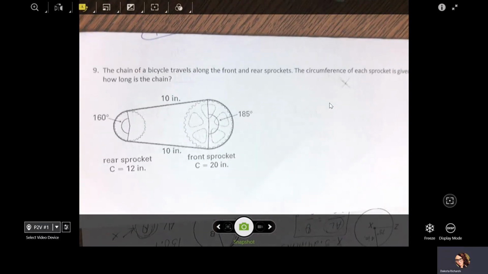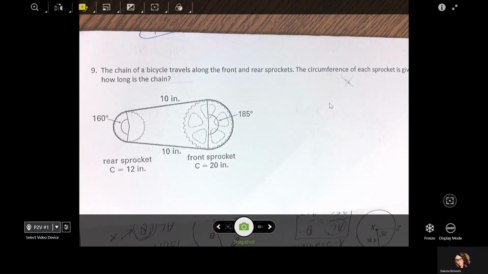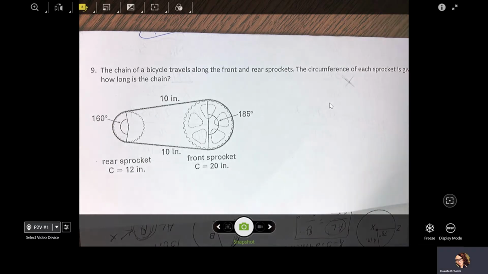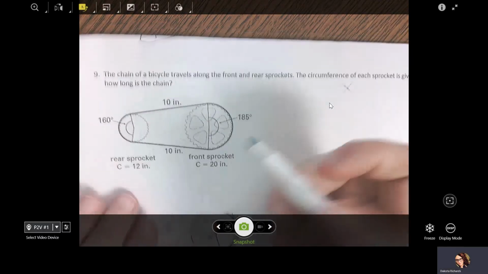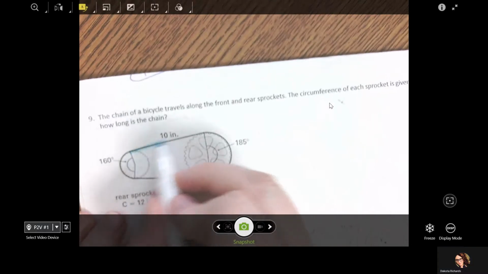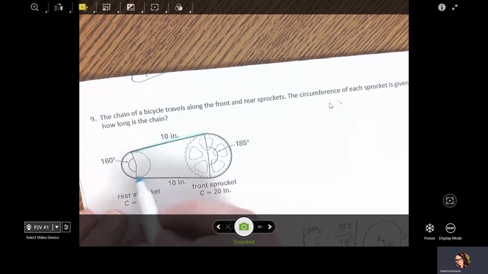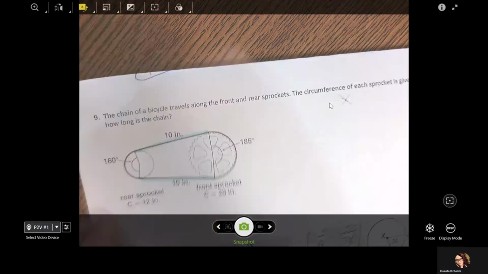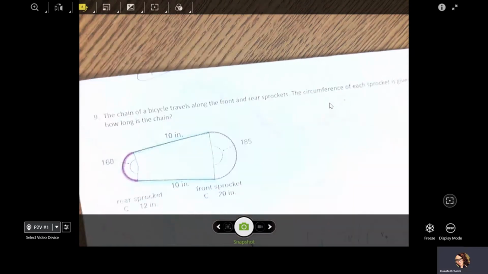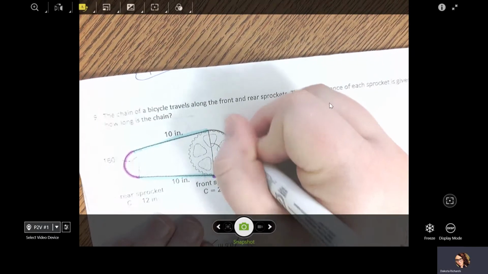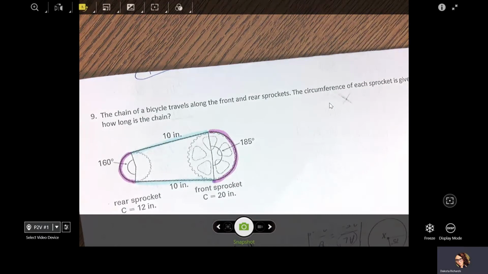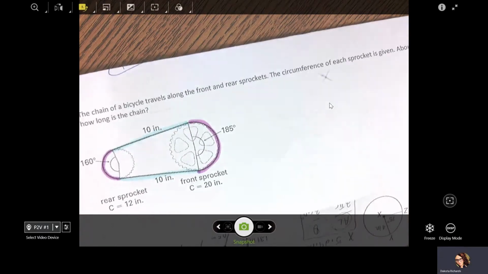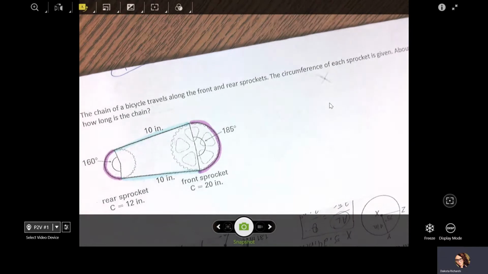Okay, so what's going on with number 9? We got 2 circles, and we got some other areas to cover. So it gives you that from there to there is 10 inches. From there to there is 10 inches. You have to find basically this arc length and this arc length. Well, guess what? You have a formula to find arc length, and that's what you're going to use.